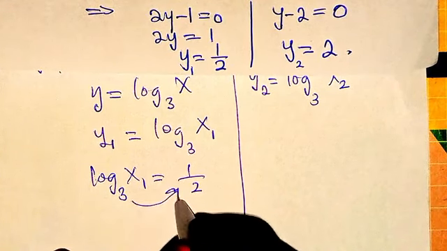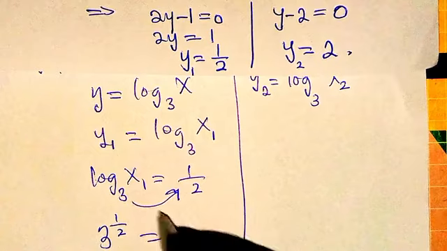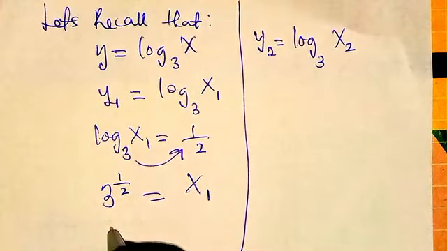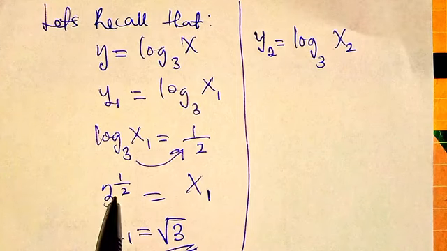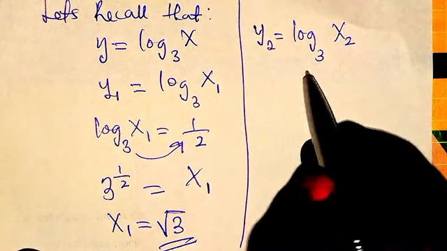So now let's change this to exponential form. This 3 will be raised to what we have at the right hand side, 3 to the power 1 over 2, then equals what? X1, right? So which shows that x1 equals root 3, because this power could change to root 3.